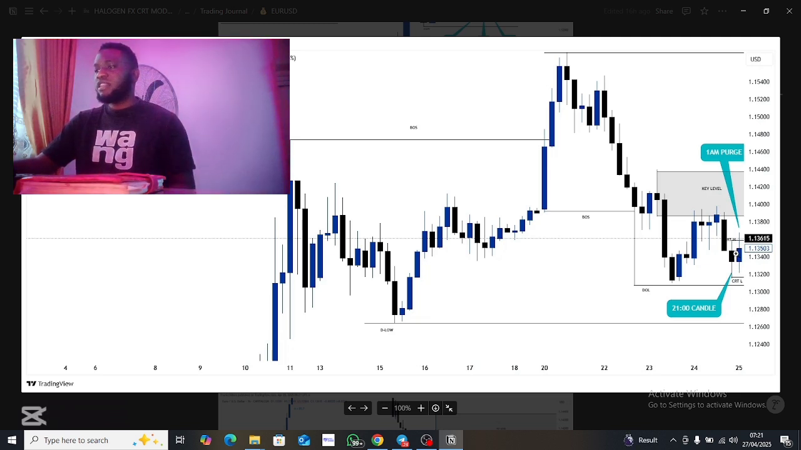Now in this case, I marked out my wall, the high and the low of the 21 o'clock candle, and I waited for the 1 a.m. candle to push the high, which just happened here. Upon seeing that, that is my signature alone.